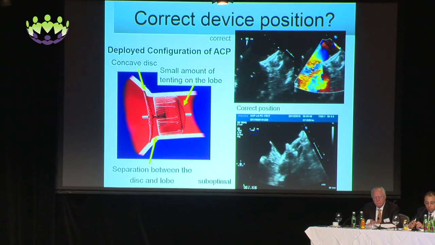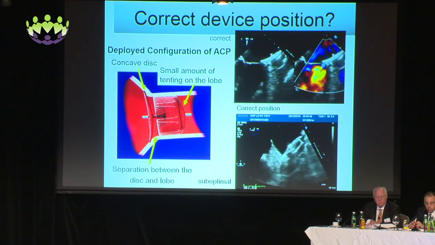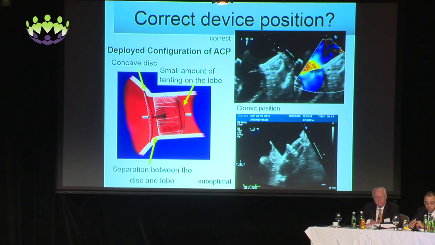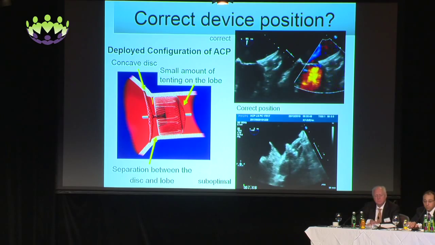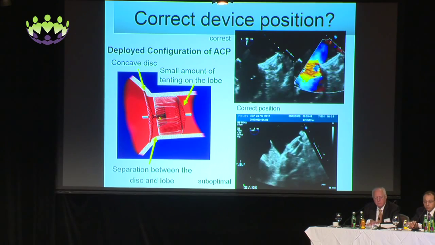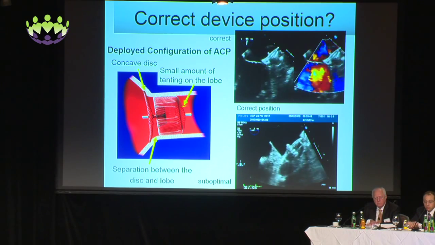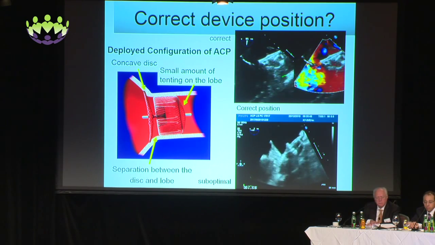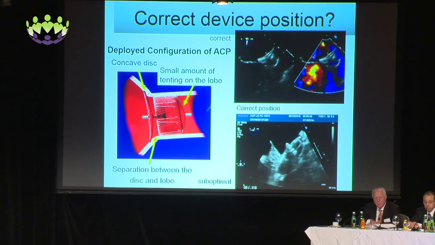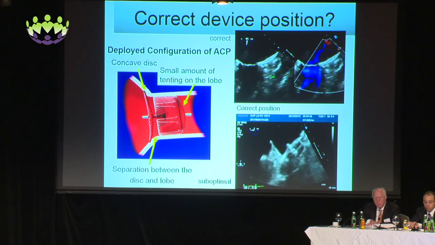But this is clearly a device which is implanted very deeply, and you can easily see that there's a gap around this device. When you use an ACP, what is the configuration you want to see after the device is placed? So we want to see a concave shape of the disc. We want to see a clear separation between the disc and the lobe, and we want to see some amount of tenting on the lobe. And on the right-hand side over here, we see an example where this configuration is met.